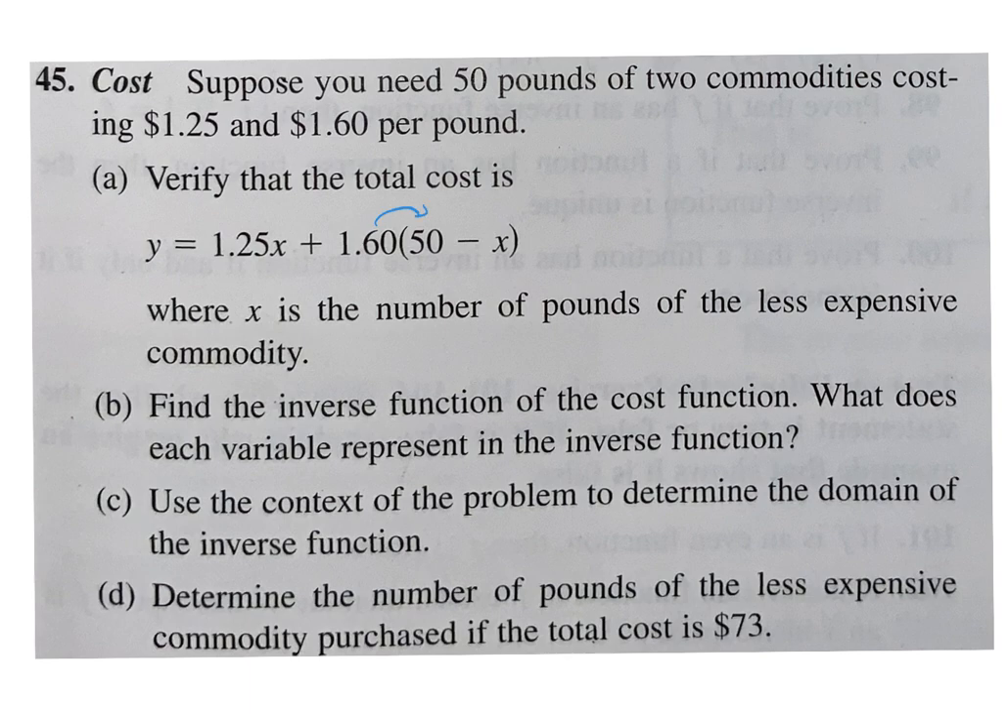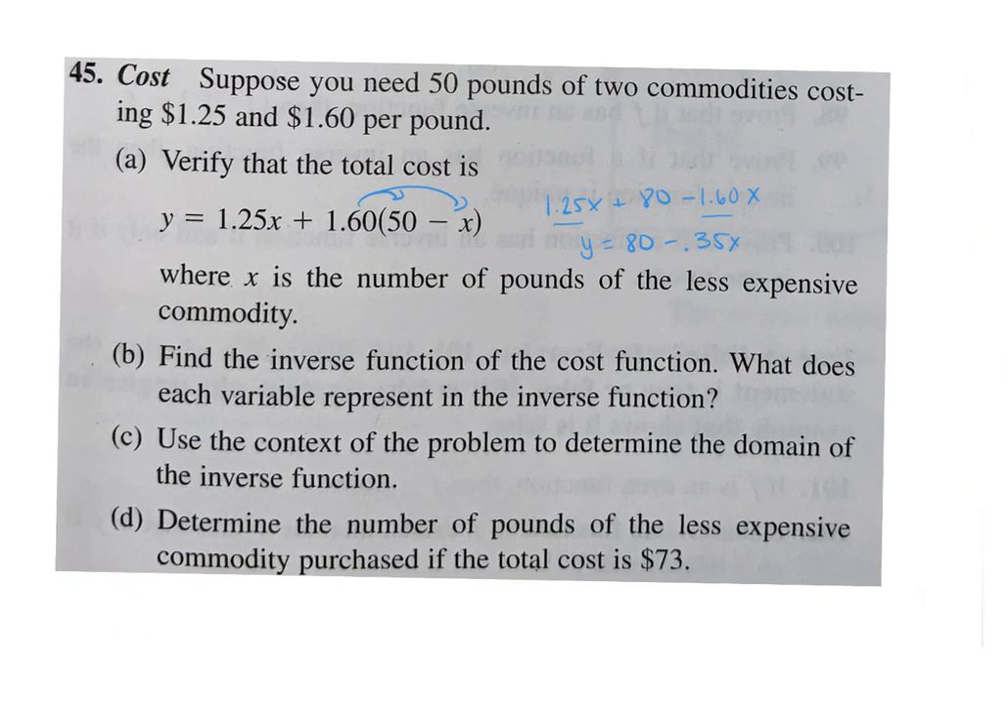Distribute right here, right? And then combine your like terms. So you get 1.25x plus, this is 80, minus 1.60x. So these combined are negative 0.35, I think. So y equals 80 minus 0.35x. So I'm just simplifying the first guy before I do an inverse, right? Because I don't want to do an inverse of that one.